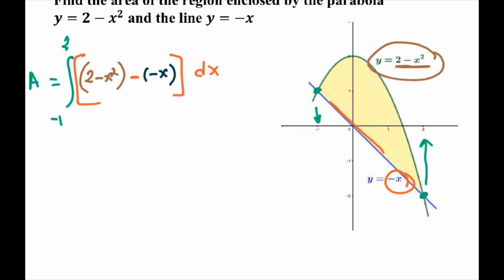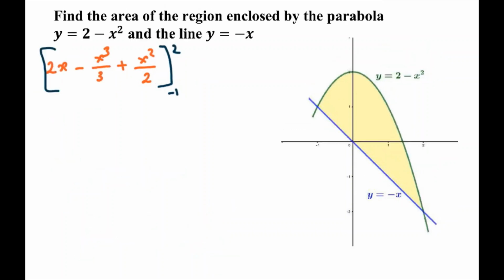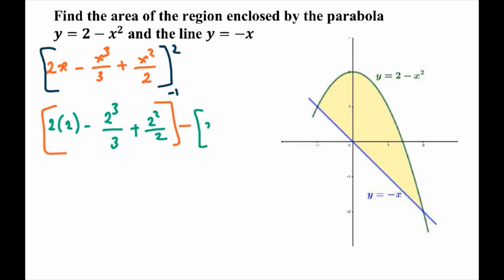And now it's time to integrate. So it's going to be the integral of 2 minus x squared plus x dx, which is equal to 2x minus x cubed over 3 plus x squared over 2, from -1 to 2. Now you need to go back and substitute first by 2 and then by -1. So now it's time to substitute. We'll substitute 2 first, then minus, we'll substitute now the negative 1.